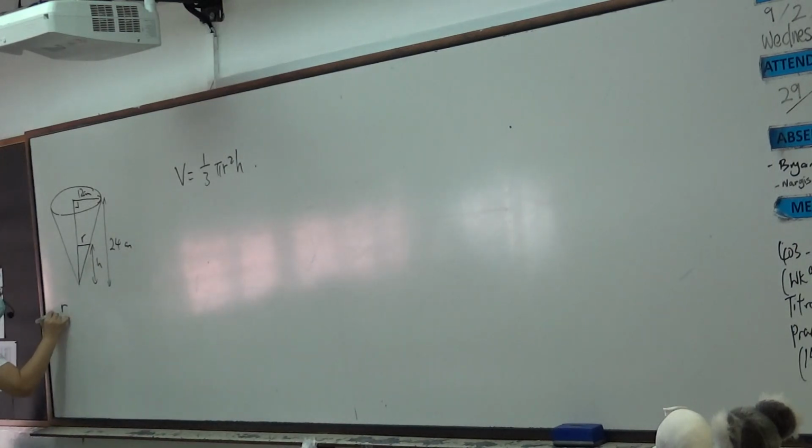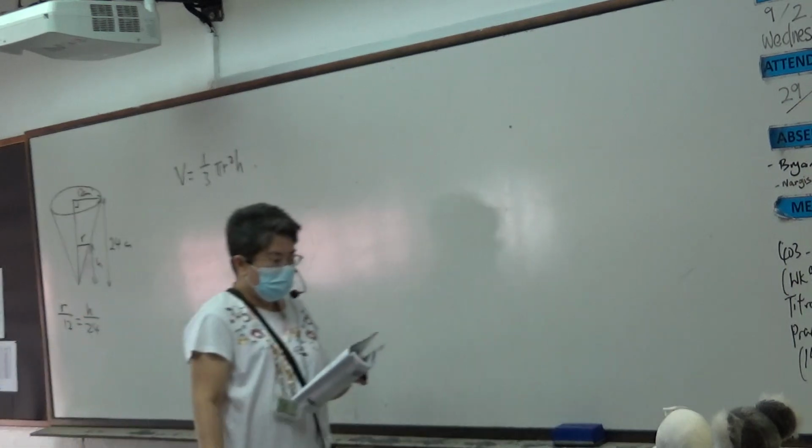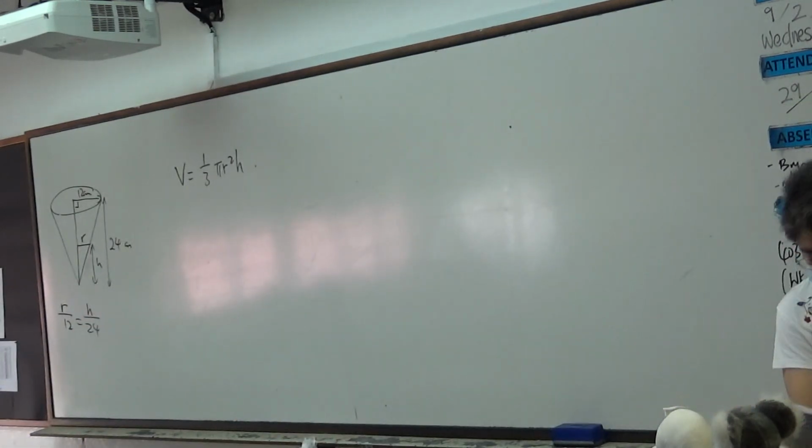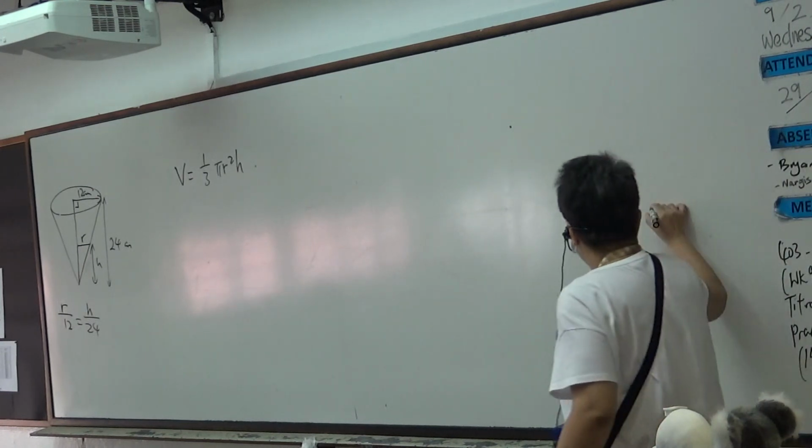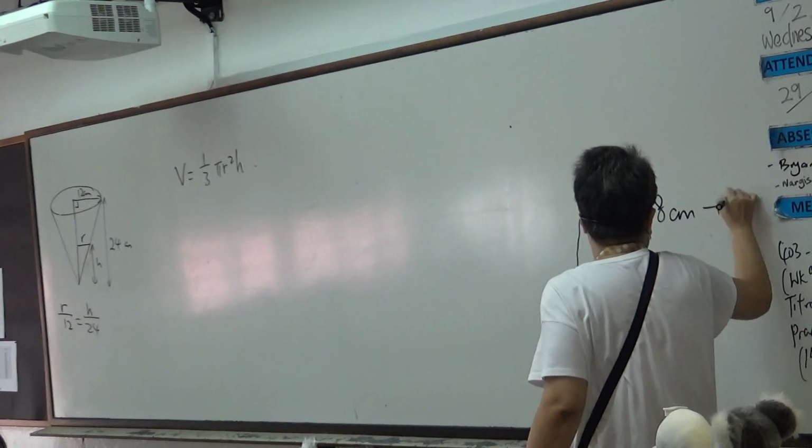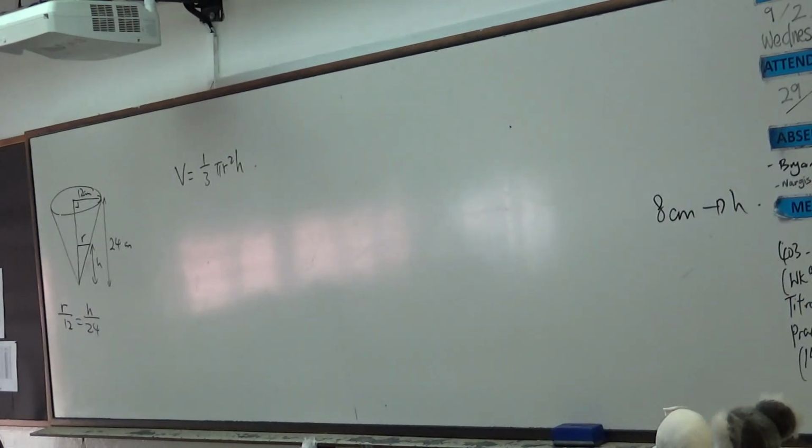Now I want you to look at this fella. Do you agree that r over 12 must be h over 24? Correct? R over 12 is h over 24. Okay. Now, the question says, how fast is the water level decreasing when the water is 8 cm deep? That means it's 8 cm for the height, right? Agree, class? Yes or no?